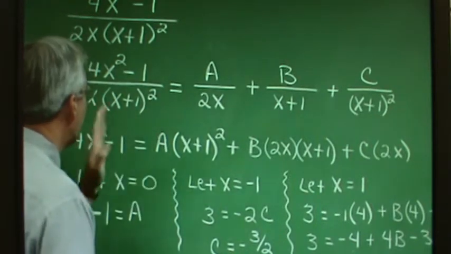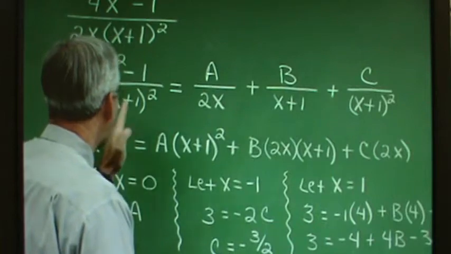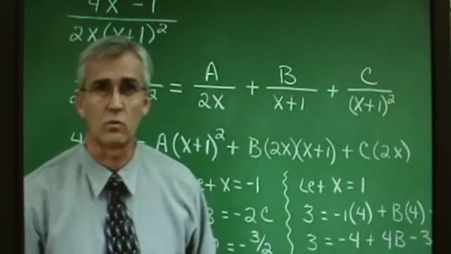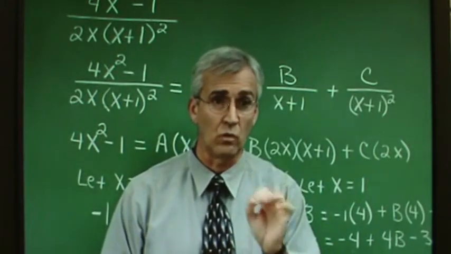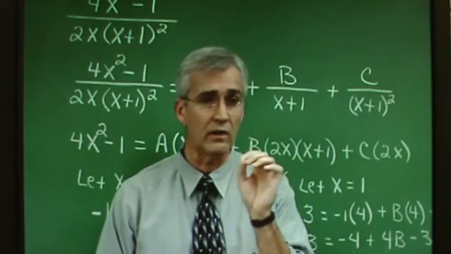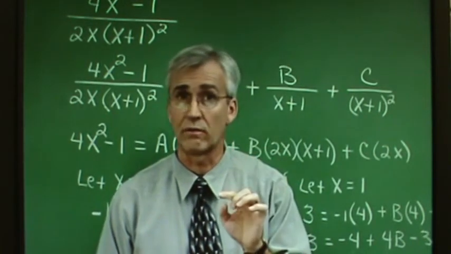You see, if we had a 4th degree factor here, or a factor to the 4th power, 4 factors of x plus 1, we would have to have x plus 1 in the denominator of one partial fraction, x plus 1 squared in another, x plus 1 cubed in another, x plus 1 to the 4th in another.